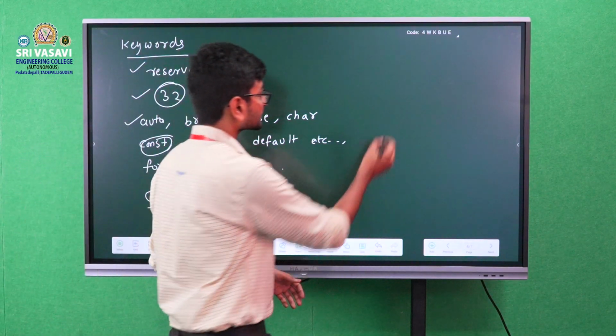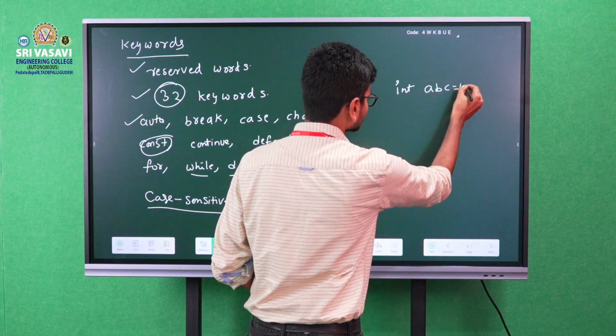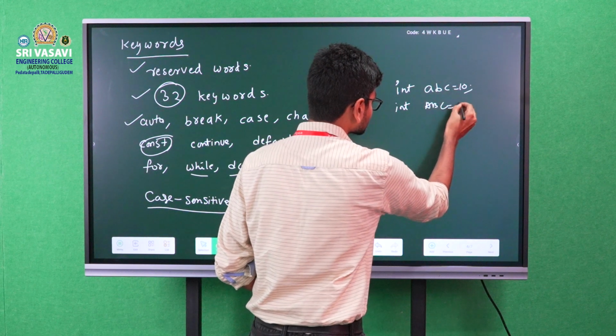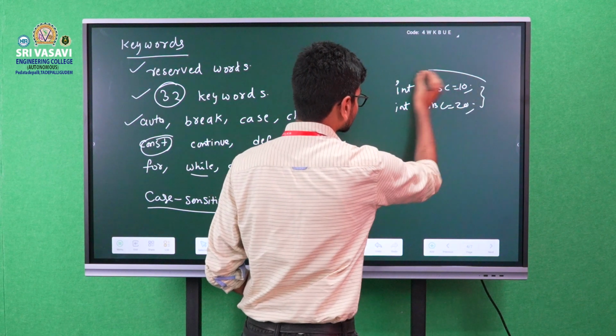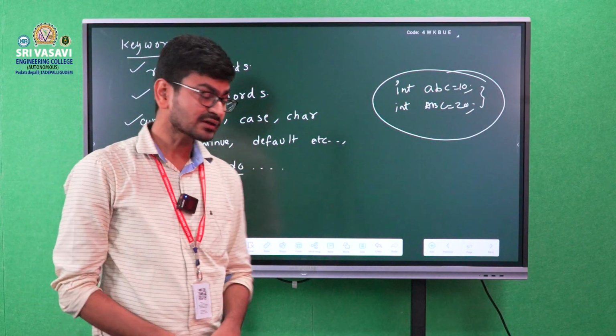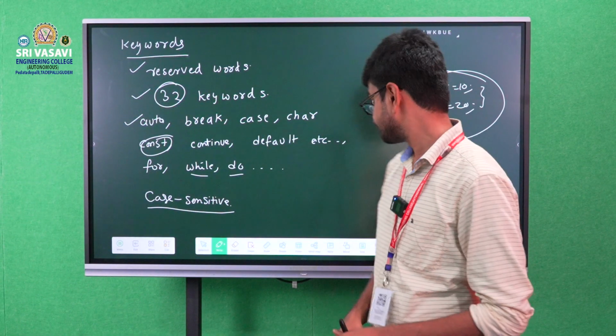For example, if you have declared abc is equal to 10 and you have declared another variable called capital ABC is equal to 20, these two are treated differently. This is called case sensitive. So all keywords are case sensitive. That is the point here.